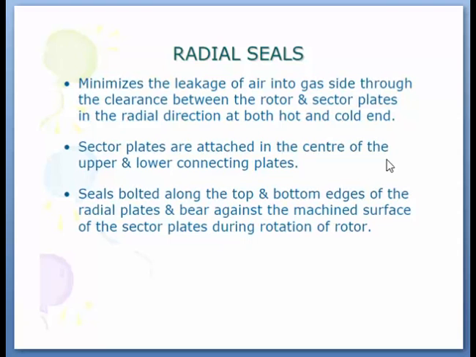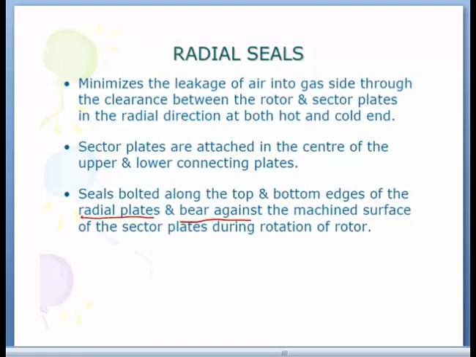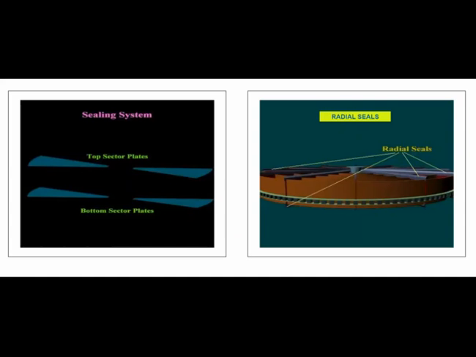Sector plates are attached in the center of the upper and lower connecting plates, and seals are bolted along the top and bottom edges of the radial plates. This is very important, and they wear against the machined surface of the sector plate during the rotation of the rotor. It will be better if we can see both arrangements side by side. So these are our top sector plates. This is the bottom sector plate.